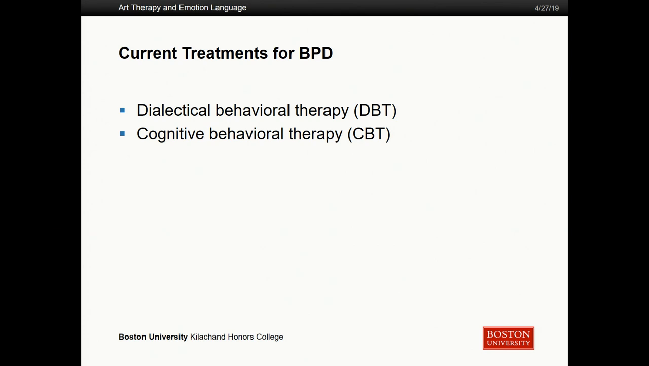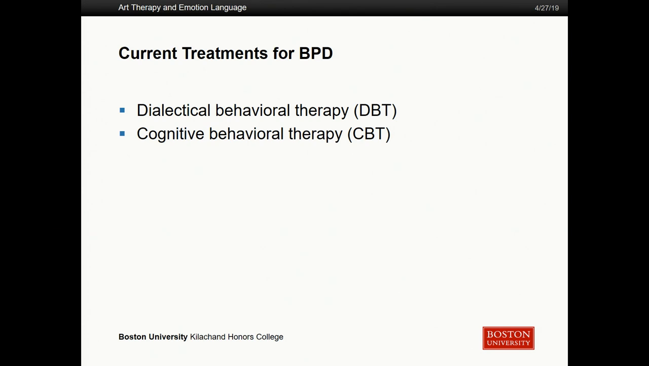So if emotion dysregulation is at the core of borderline personality disorder, we can actually frame BPD as an emotional disorder, similar to anxiety or depression. And if we see that emotion dysregulation is the key part of BPD, then emotional labeling or emotion language would thus be key in the processing or attacking of any of these different symptoms. So if I identified this issue, what are the current treatments that we're using to try to target these problems?